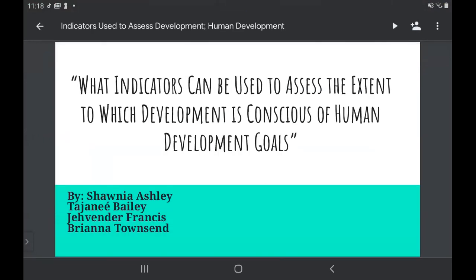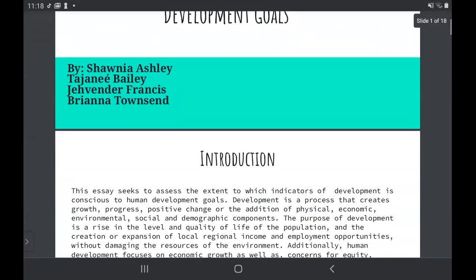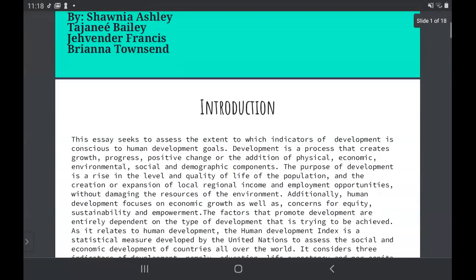So, good morning, ladies. Today, Group 5 will be presenting on the question, what indicators can be used to assess the extent to which development is conscious of human development goals? The group consists of Shauna Ashley, President Bailey, President Francis, and myself. So we looked at the question from an essay point of view.